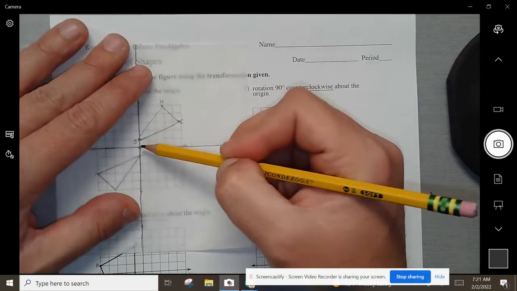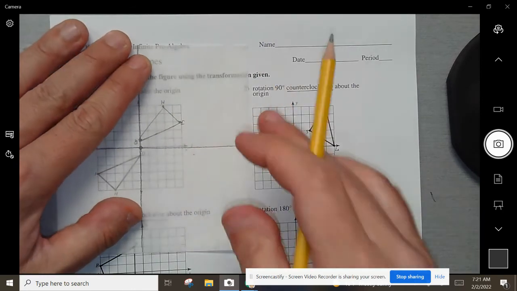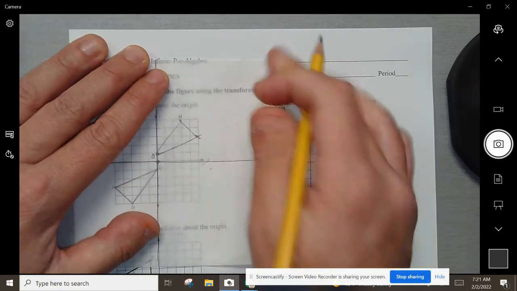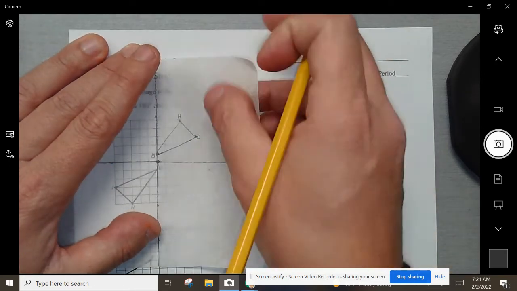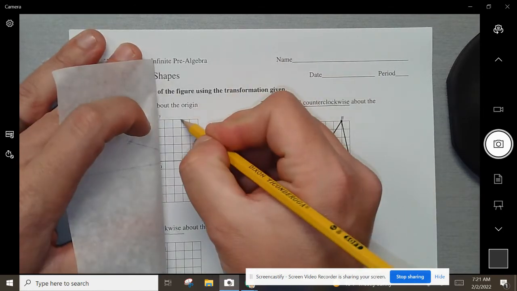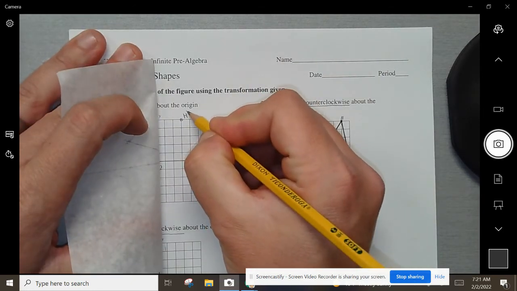That's going to be 180. So this is going to be kind of tough now. Look at where your points are and try to draw them out. So here's H. So flip it over and try to draw where H is. Where is it? It's the second one from there. And put a prime.